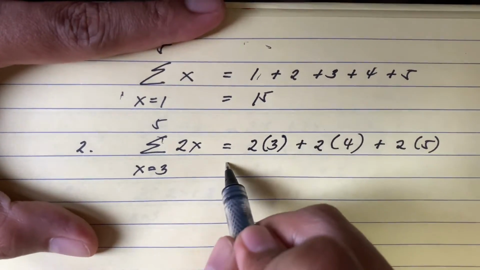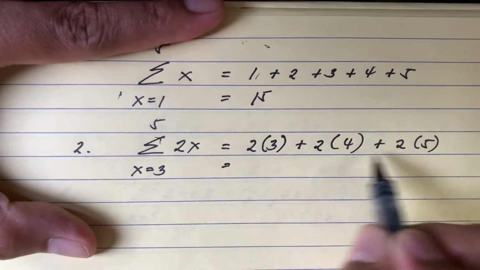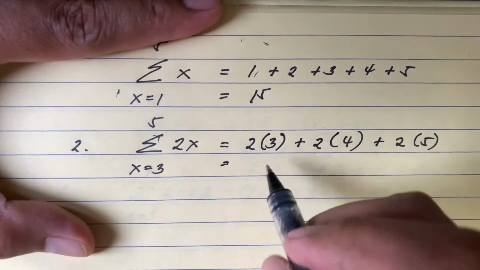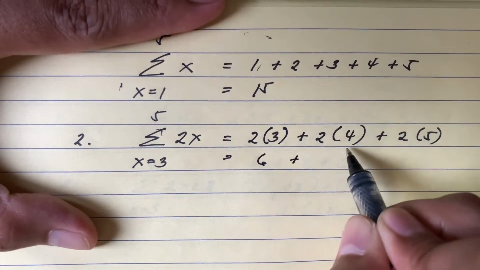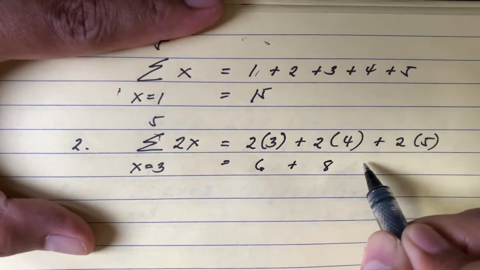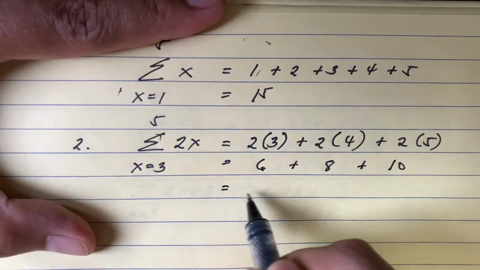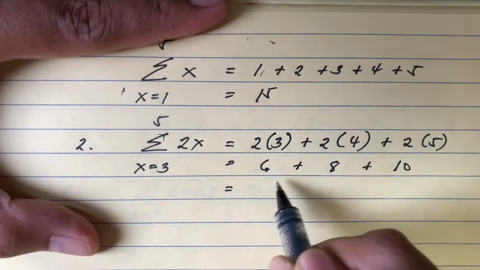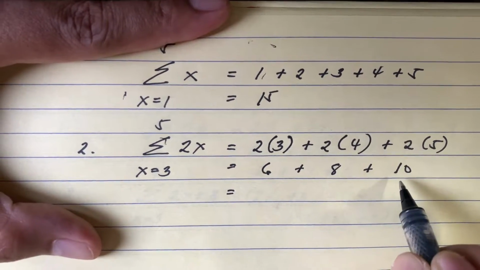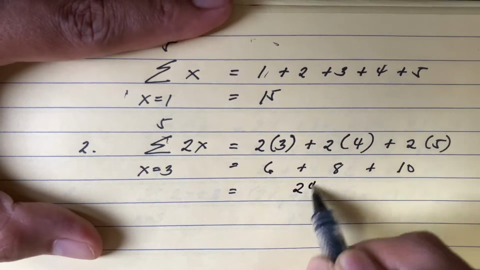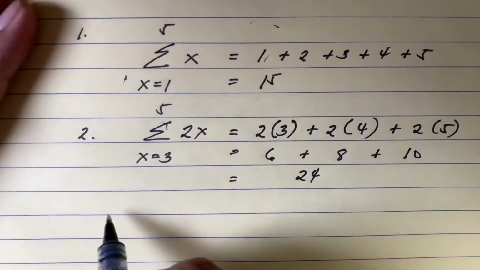Now, let us simplify. So get the products of our different terms. 2 times 3 is 6 plus 2 times 4 is equal to 8 plus 2 times 5 is equal to 10. Now let us simplify. So we have 6 plus 8 is 14 plus 10 is equal to 24. This is now the answer. Now let's have one more example.